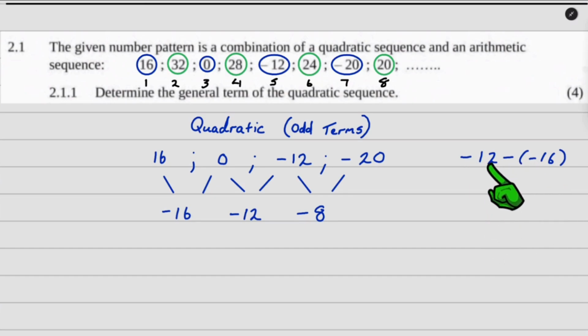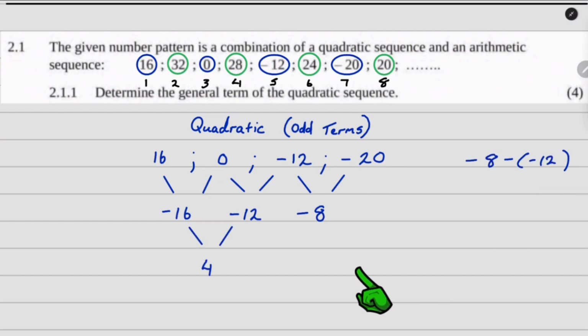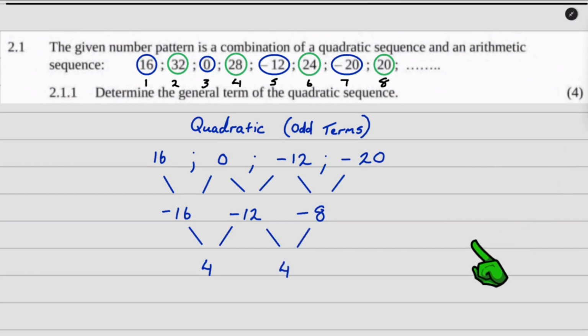So I get minus 12 plus 4 plus 16, which will give me 4. Okay, and then the last one will be minus 8 minus minus 12. These two will turn into a positive, so it's minus 8 plus 12, which will give me positive 4 once again, just as I expected, because with a quadratic sequence, the second difference is always the same. It's constant. Alright, now I'm going to set up my 3 formulas.